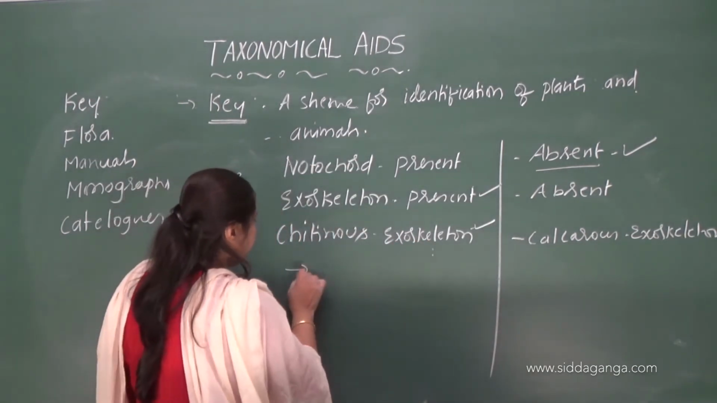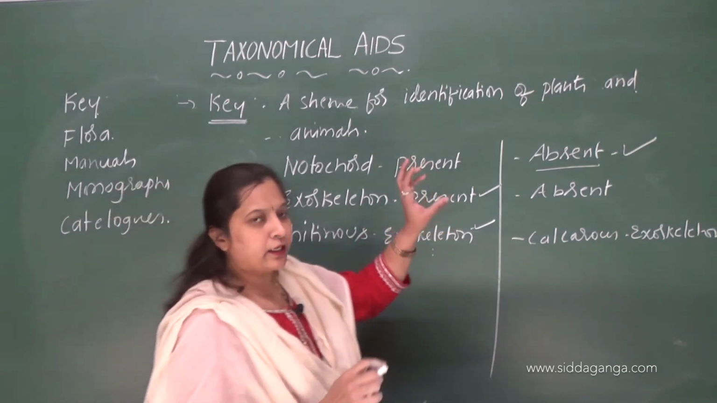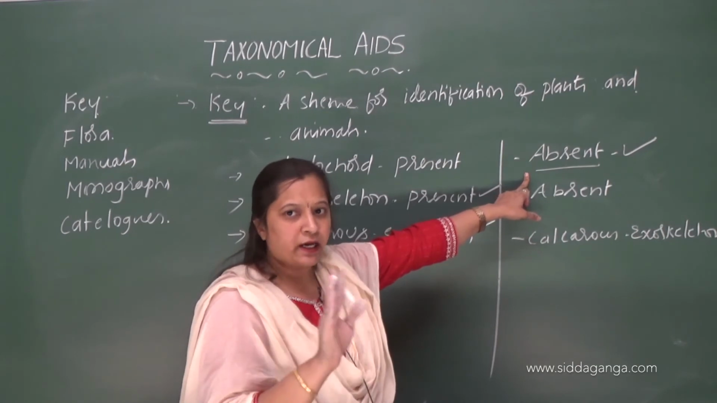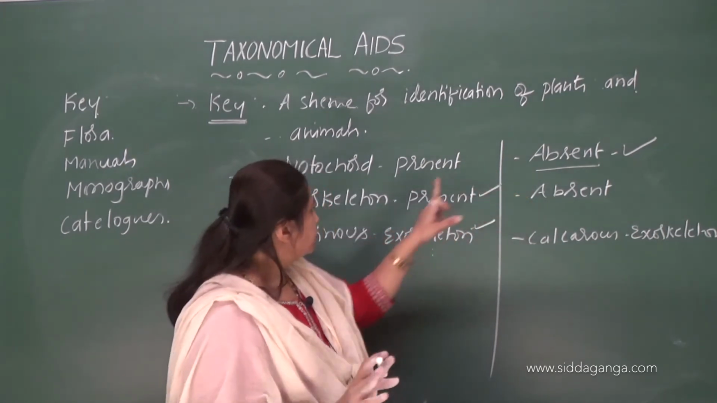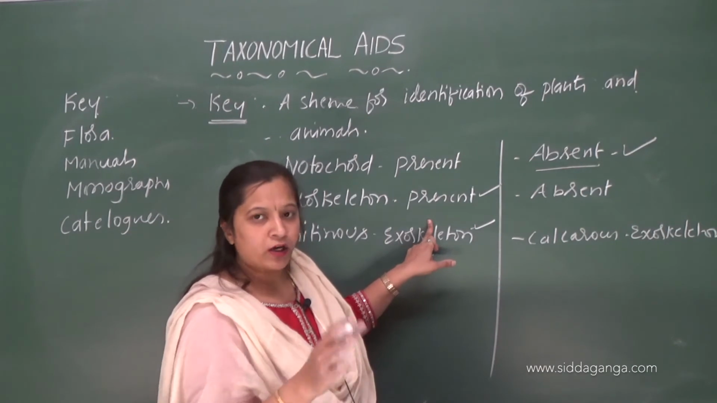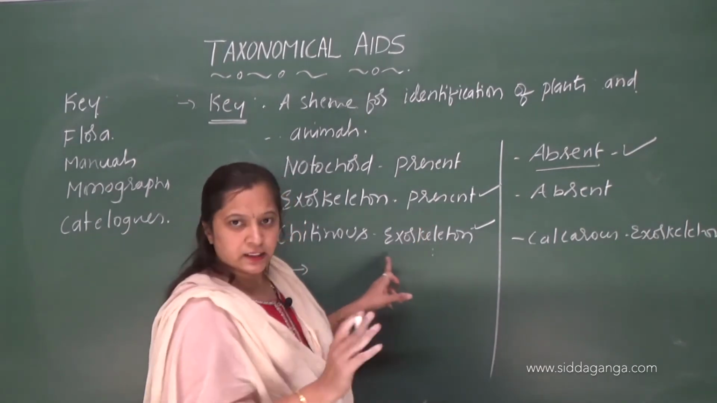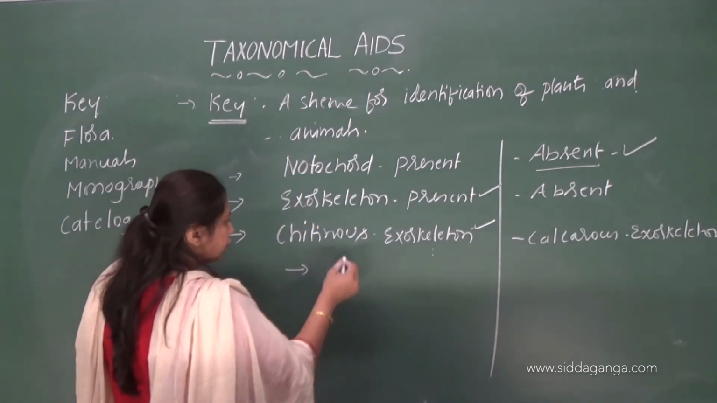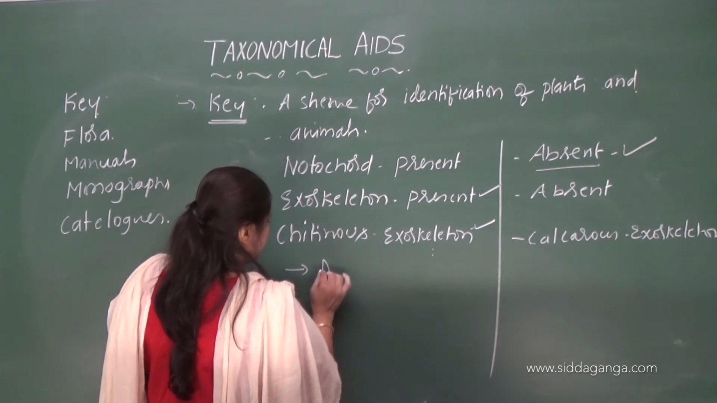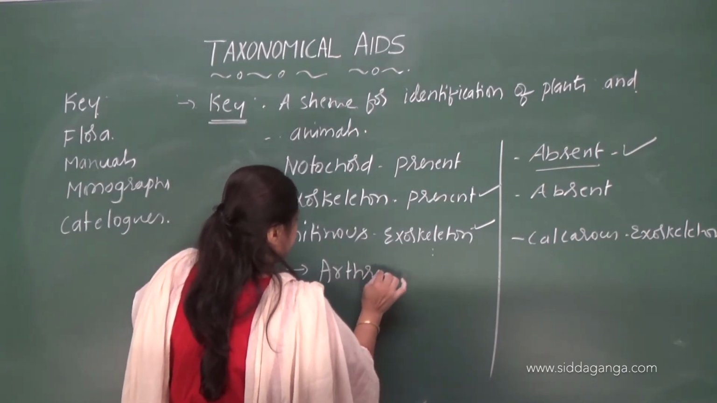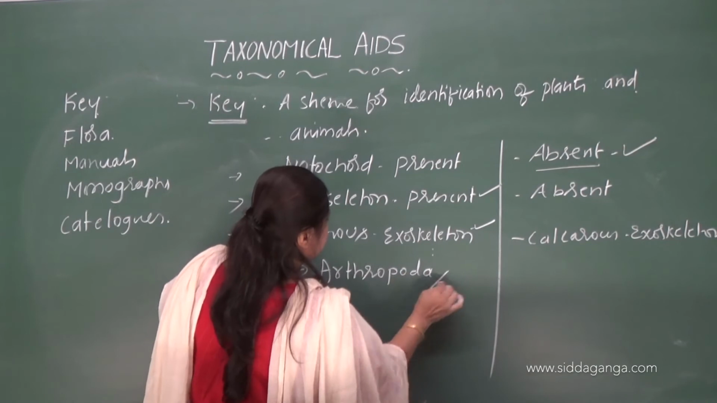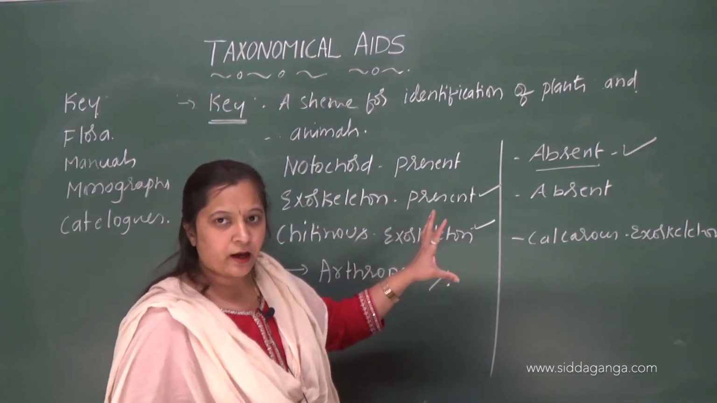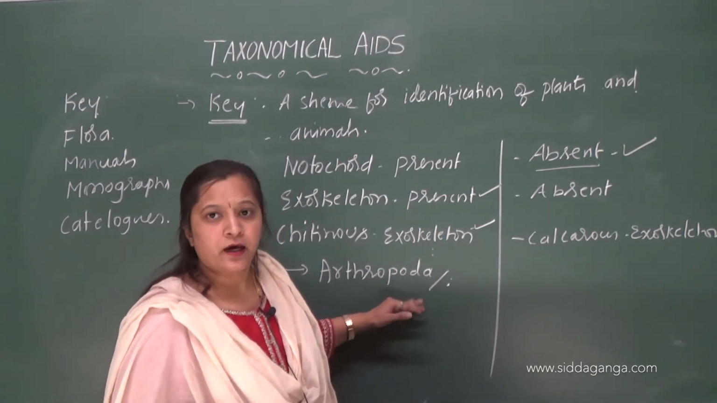Finally, we arrive at a point where, in the given animal, the notochord is absent, so we can conclude that it is an invertebrate. The exoskeleton is present, but what type? A chitinous exoskeleton is present, so we come to know that this particular animal belongs to the phylum Arthropoda. By choosing the correct option, one can arrive at a correct identification of plants and animals.